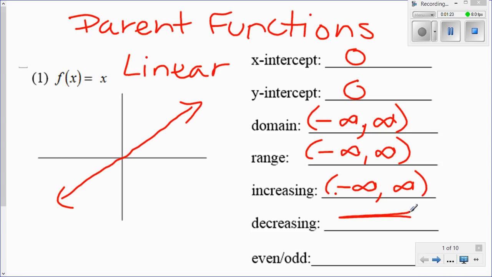And remember that even and odd has to do with the symmetry of the graph. So this is actually an odd function because it is symmetric with respect to the origin, which again means if we rotate the graph 180 degrees, we end up with the same graph. All right, so that again is a linear function. Again, this is like the most basic shape of a linear function. All right, let's go to number 2.